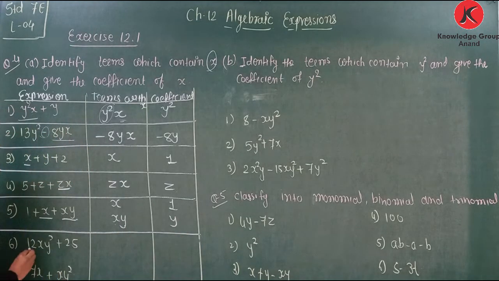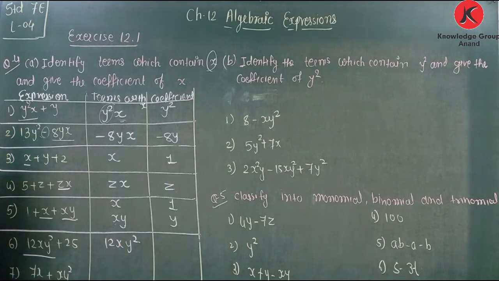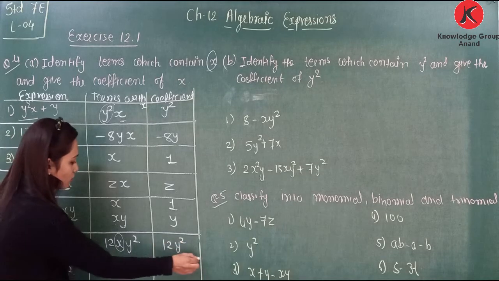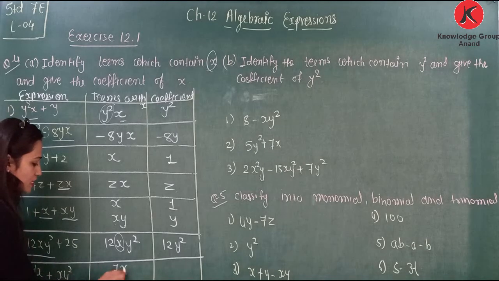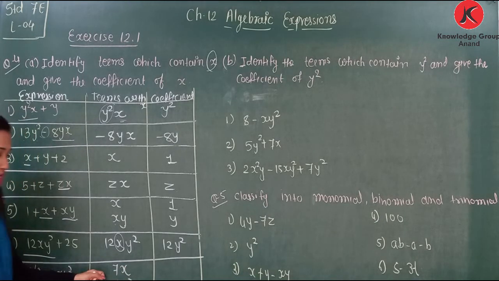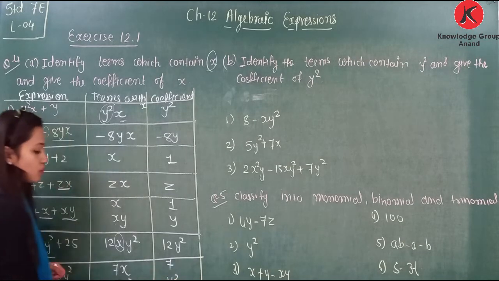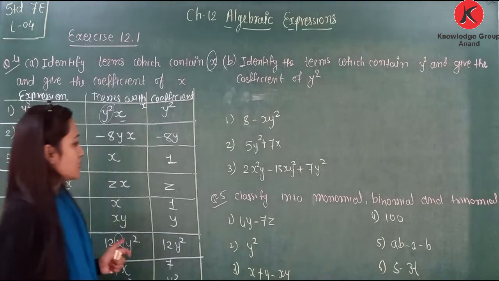Now next one, 12xy square plus 25. This is the term with x, so we can write 12xy square. Now what is there in multiplication with x? 12y square. So that will be its coefficient, 12y square. Then 7x plus xy square. So we have two terms with x, that is 7x and xy square. Now for the first term, what is there in the multiplication? 7. And for xy square, y square will be its coefficient because y square is in multiplication with x.